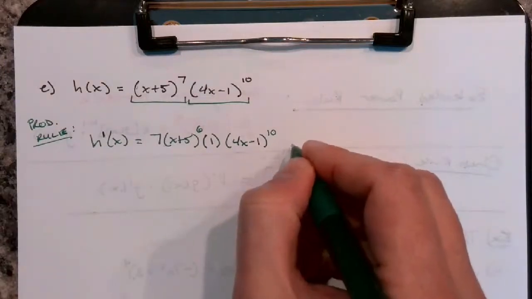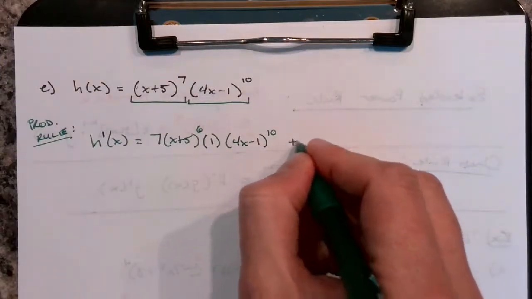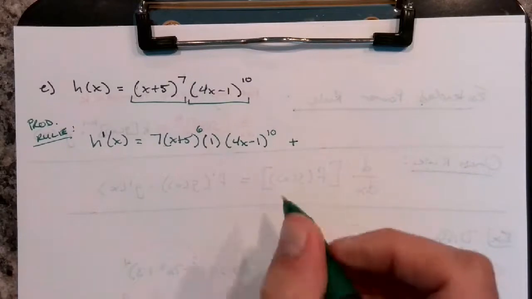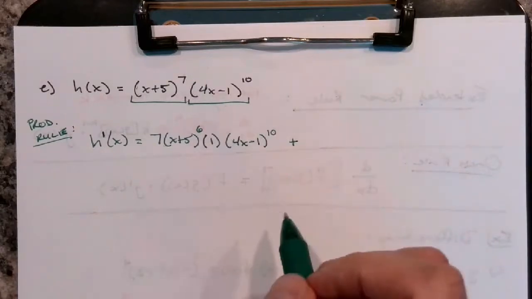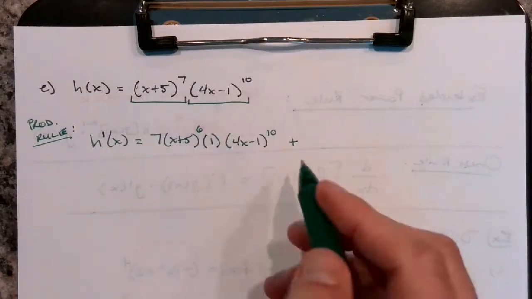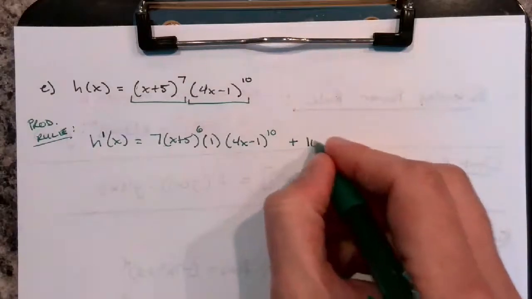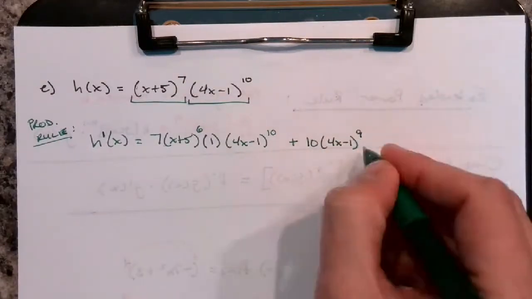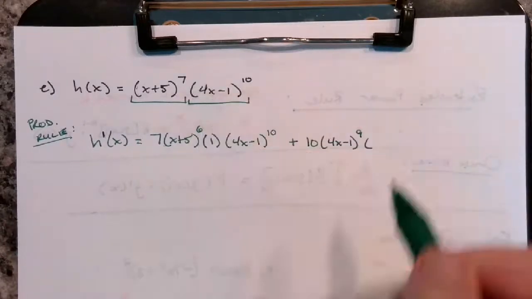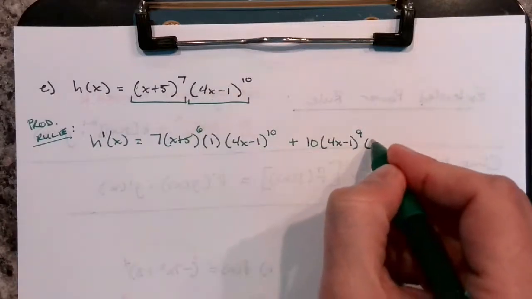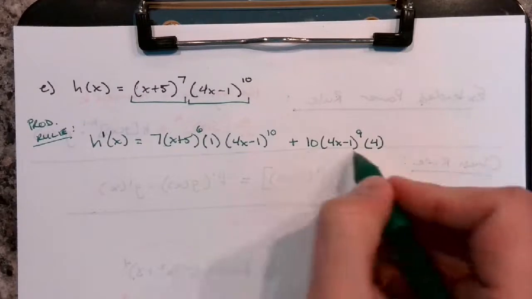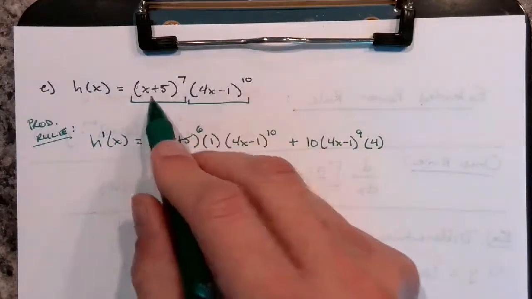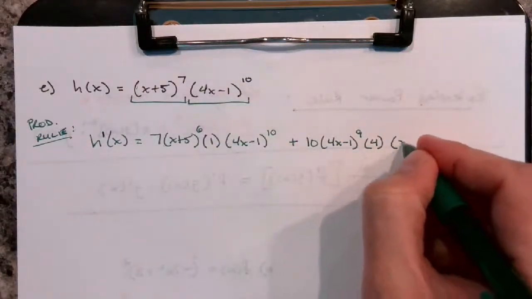Remember how the product rule works. Plus, you want the derivative of the second, 4x minus 1 to the 10th. For the derivative of that, you bring the 10 down, the inside stays the same, reduce the power by 1 to 9, and you multiply by the derivative of the inside, which in this case, for 4x minus 1, is just 4. That's the derivative of the second function, times you have to multiply it by the first, which was x plus 5 to the 7th.